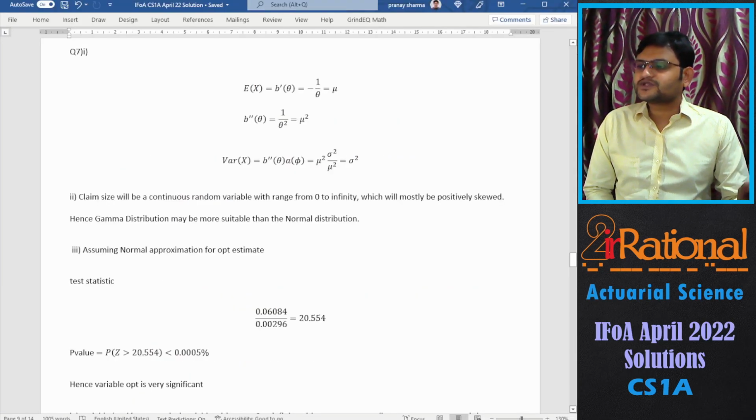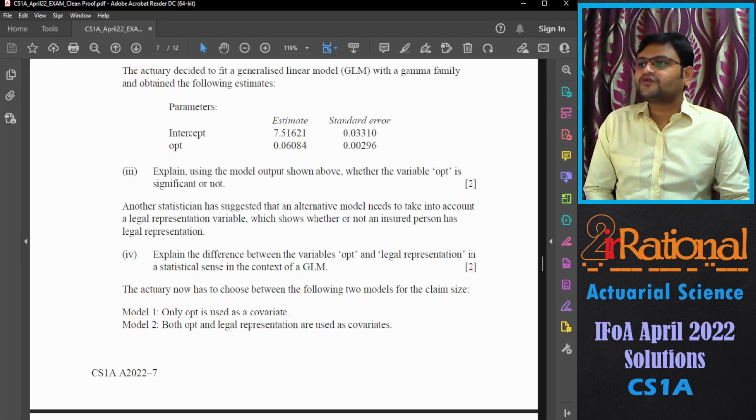So we'll say the claim size will be a continuous random variable with the range from 0 to infinity, which will mostly be positively skewed. Hence the gamma distribution may be more suitable than the normal distribution. They actually decided to fit a generalized linear model with a gamma family and obtained the following estimates. So we have the parameter and the standard deviation.